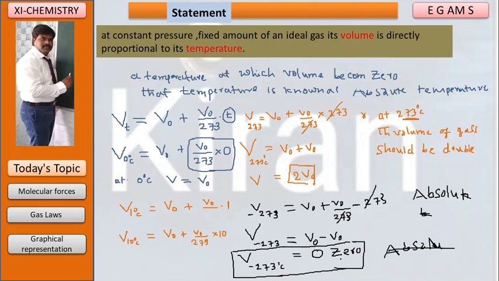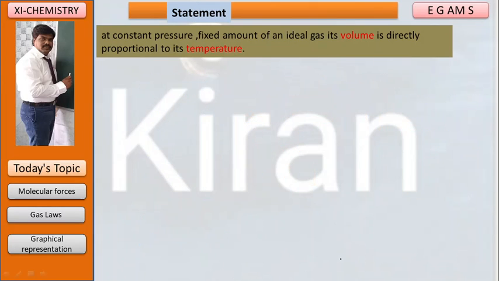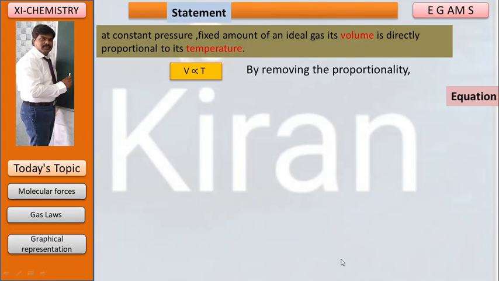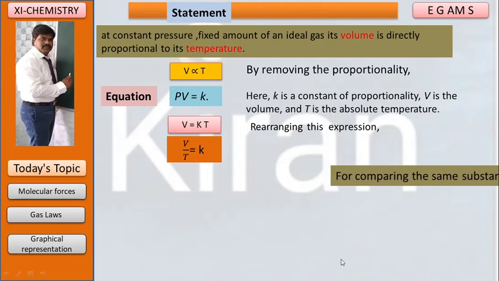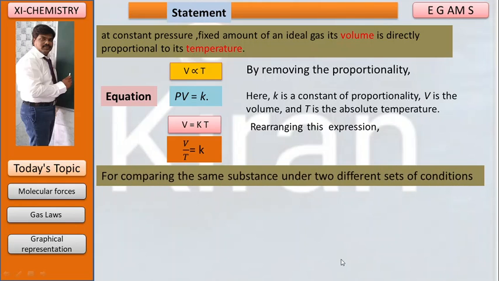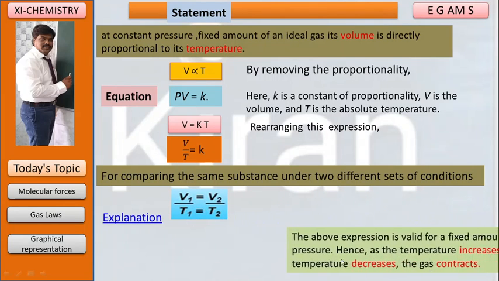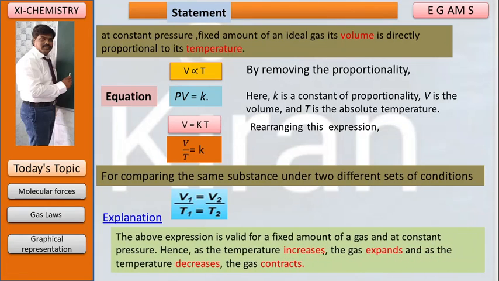Now I am going to show you the slides. V is proportional to T. By removing the proportional symbol, you will get V is equal to KT, V by T is equal to K. For comparing the same substance under different states of condition, V1 by T1 is equal to V2 by T2. So explanation: when temperature increases, the volume also increases. Here this equation is not there. Next slide.